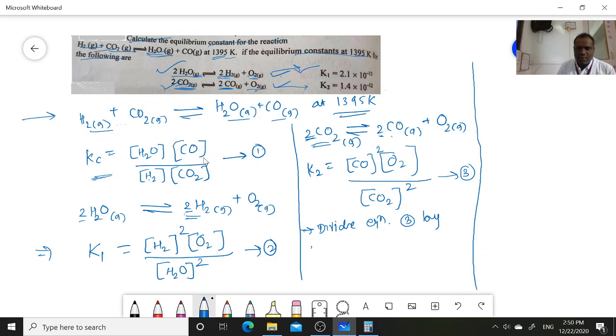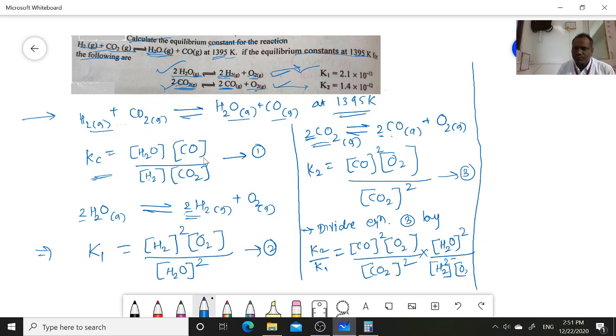We will get K2 divided by K1 is equal to the concentration of CO multiplied by CO square multiplied by O2, divided by CO2 square. We have written this. Now while writing the K1, we cannot divide, we just multiply. So this H2O square comes to the upper side, H2O square divided by H2 square into the concentration of O2.